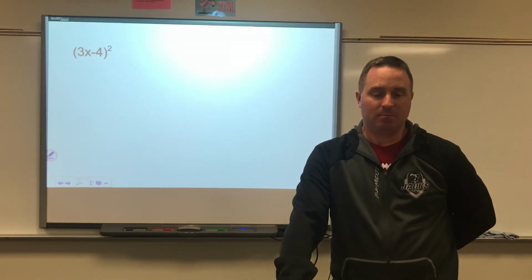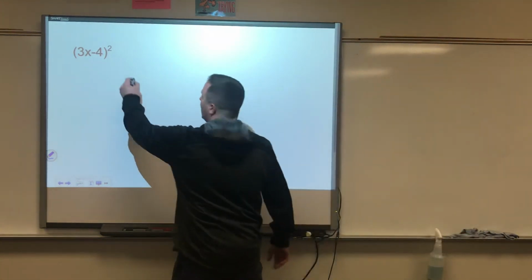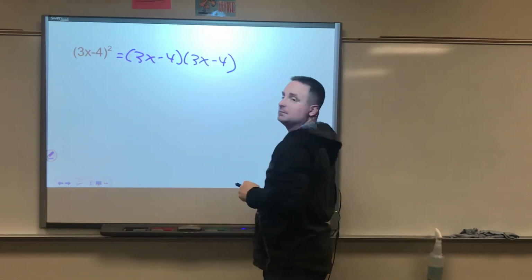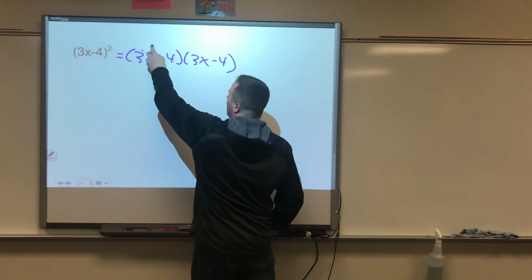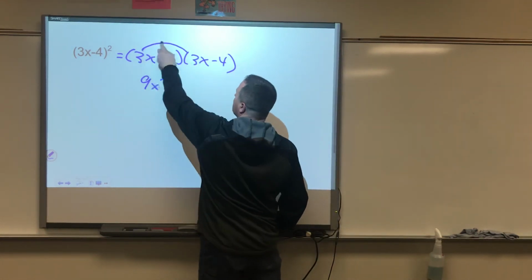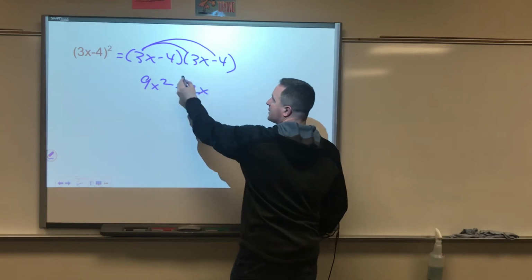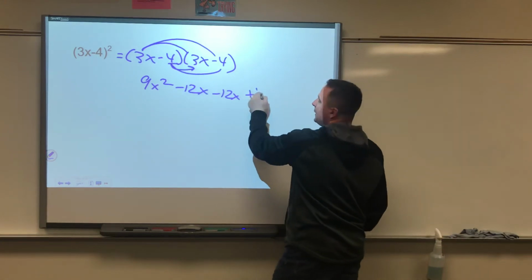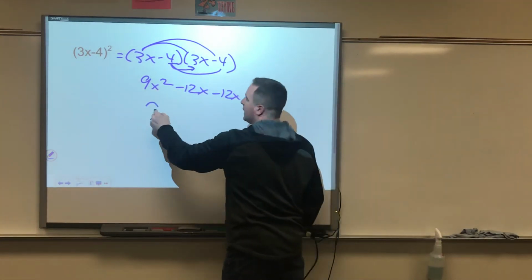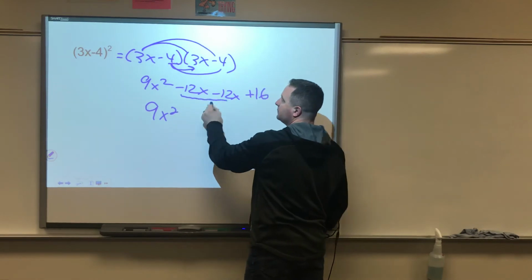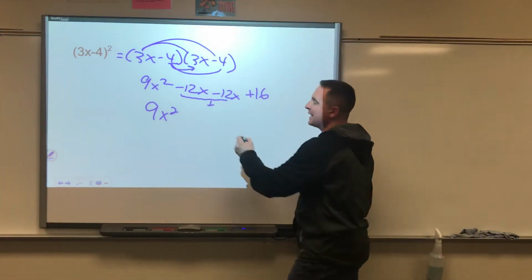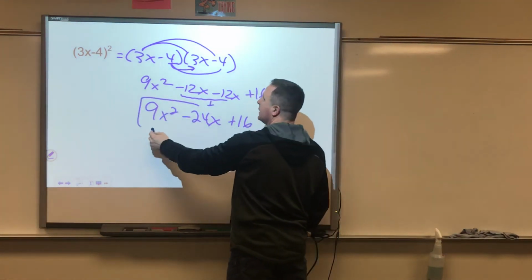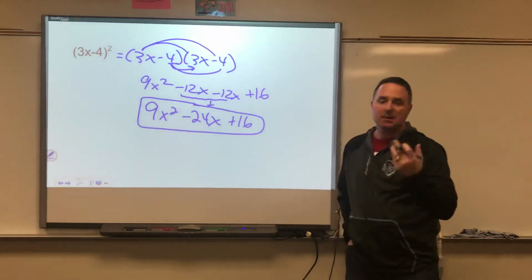Same thing with this one. I'll do this one real quick again. I can write 3x minus 4 and 3x minus 4. And I write it twice in FOIL. I get 9x squared minus 12x. When I do that one, I get another minus 12x, and then a positive 16. If I combine these middle terms right here, negative 12 minus 12 is negative 24x plus 16. And there's my answer. So that's not so bad.